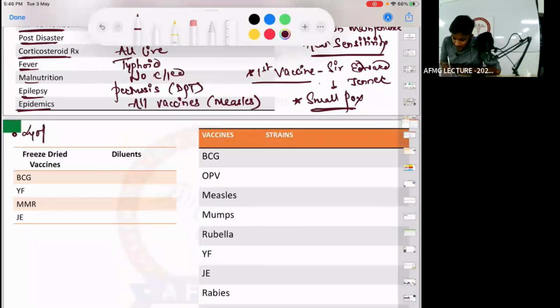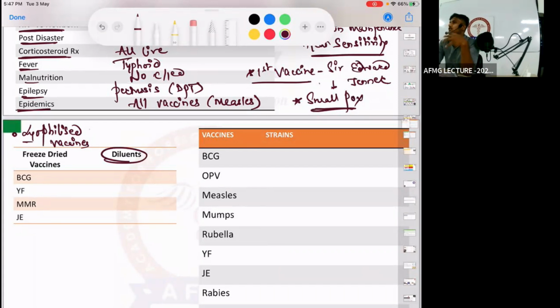What do we mean by lyophilized vaccine? These are freeze-dried vaccines, which means they are available in powder form. But you need to inject them in solution form. Therefore, you will mix them with a diluent.